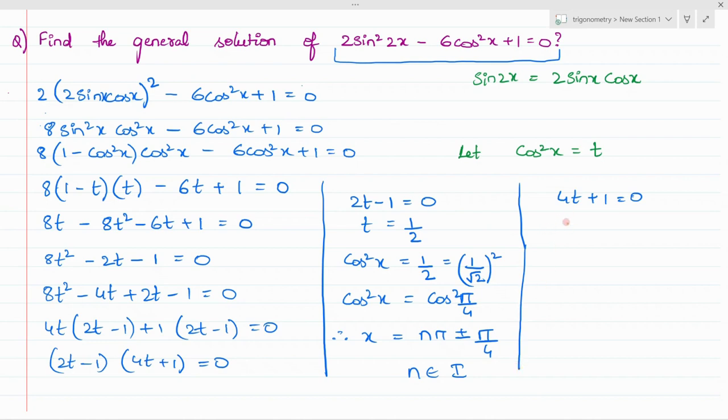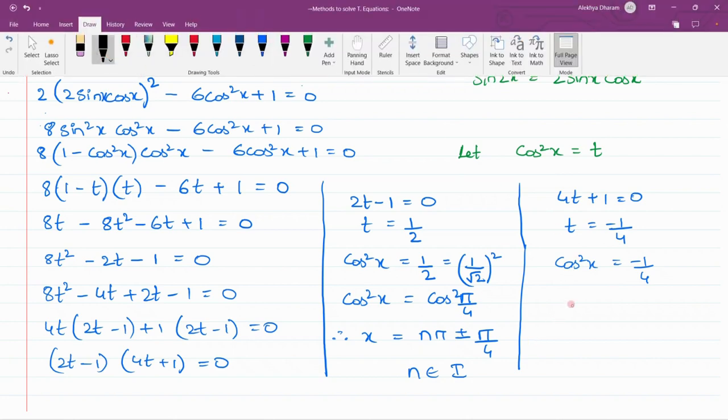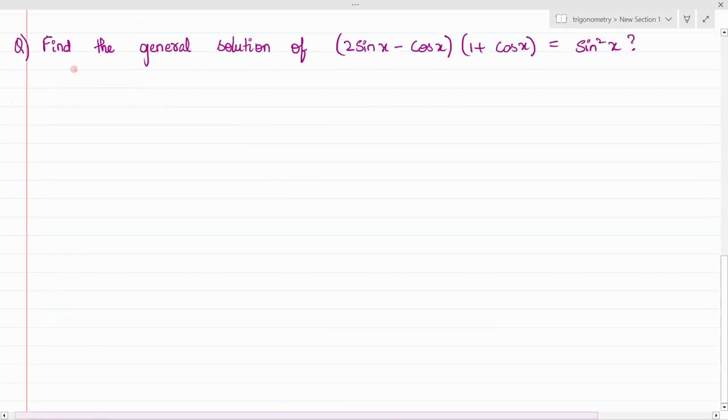Similarly, if you look here, t becomes minus 1 by 4. And here t is nothing but what? Cos square x. If you square a number, the output will be positive. But here, if you carefully observe, when you are squaring this cos square x, you are getting a negative value. So reject this, ignore this case. So the general solution is this for the given equation.